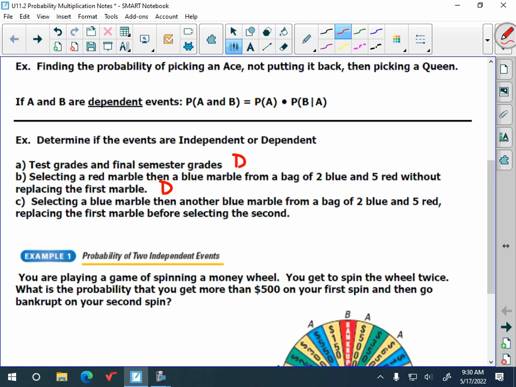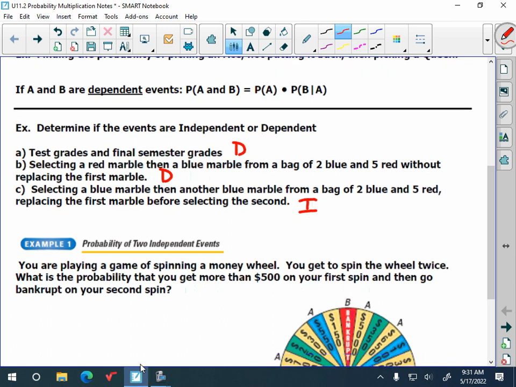All right, C, selecting a blue marble, then another blue marble from the bag, and we replace the first marble before we pick the second. All right, so this is independent, okay? The first pick of the marble is not going to affect the second pick. All right, and that's because we put that same marble back in. So we're looking for replacement and non-replacement of marbles and cards and stuff like that.